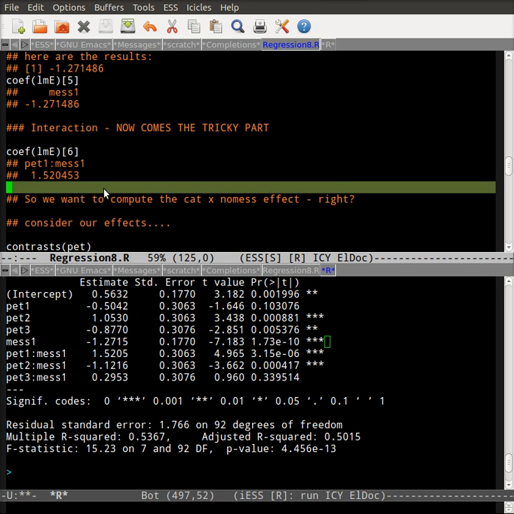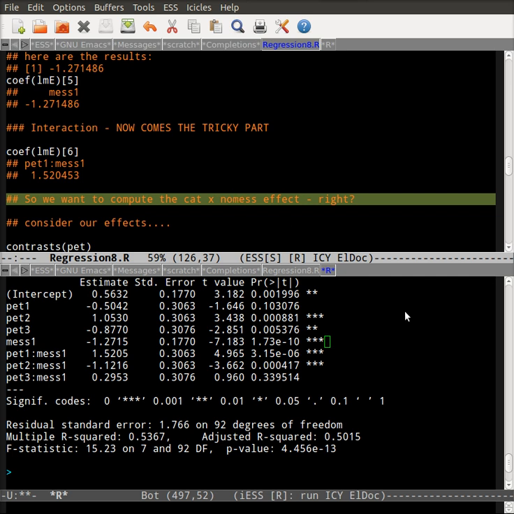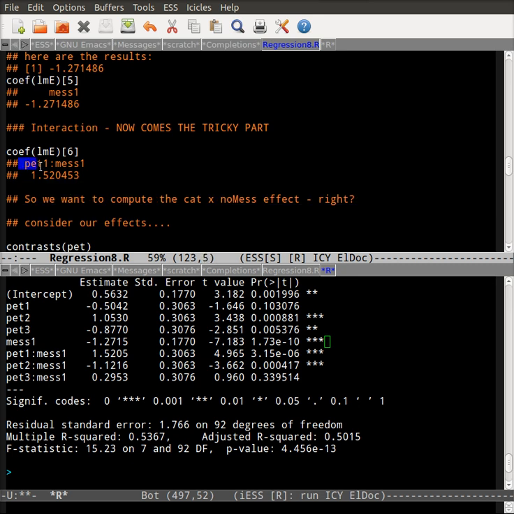Now comes the tricky part, the interaction. How do we want to calculate cat by no mess? I'm going to change this, make it capitalized. Why do we want to do that? Because that is what pet1 mess1 represents. And this value right here, 1.52, is a conditional statement that says these are cats that make no mess.